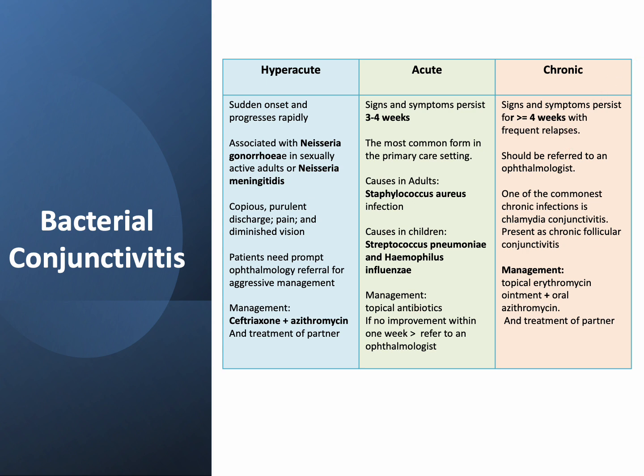For chronic bacterial conjunctivitis, if it's more than 4 weeks, it should be referred to ophthalmologists to look for the underlying cause. One of the common causes of chronic bacterial conjunctivitis is chlamydial conjunctivitis, which is also a sexually transmitted disease. It presents with chronic follicular conjunctivitis, and it's managed by systemic antibiotic and topical antibiotic, in addition to treatment of the partner.